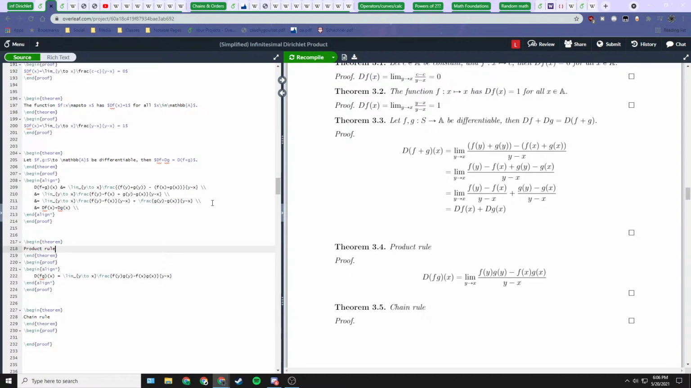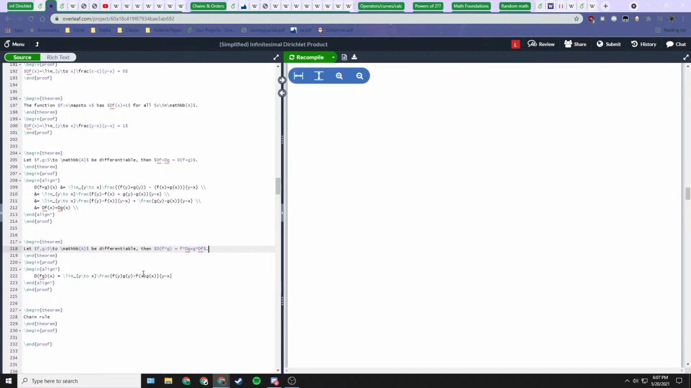What we want is something similar to the sum rule, but instead of summation, d of f times g will be left d right plus right d left. And I think if I just write them like this, that's clear enough, hopefully.